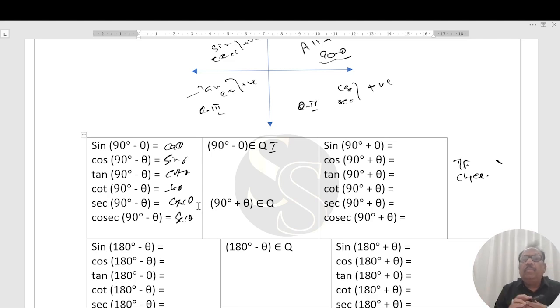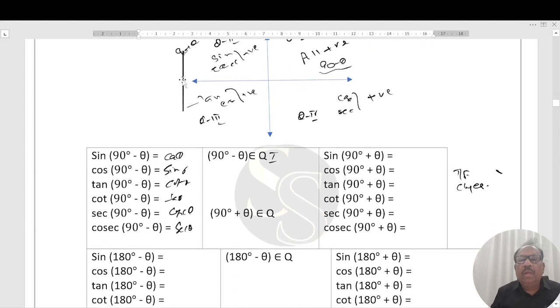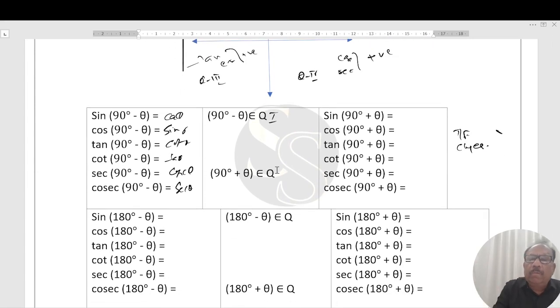90 plus theta. 90 plus theta means this to this 90. So 90 plus theta belongs to quadrant second. Trigonometric functions will change. Sine 90 plus theta is cos theta, cos 90 plus theta is sin theta, tan is cot theta, cot is tan theta, sec is cosec theta, cosec is sec theta.